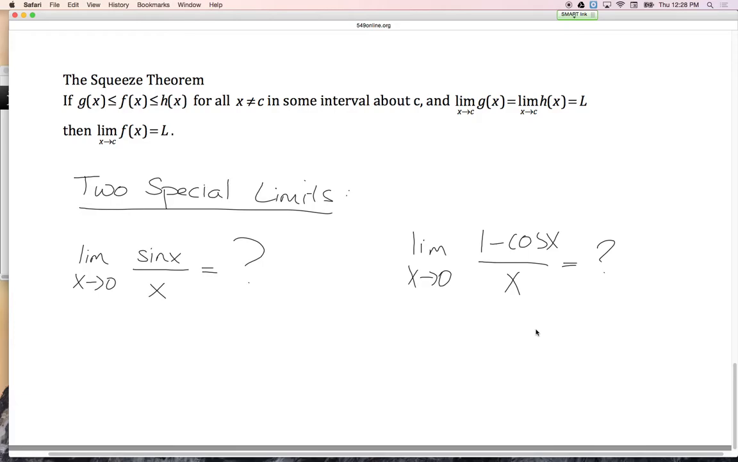The same thing over here. If you put 0 in the denominator here, you're going to get 0. If you put 0 here, you're going to get cosine of 0 is 1. 1 minus 1 is 0. You get 0 over 0, but there's no algebra you can do. So these two limits right here are proved by the squeeze theorem. Let me show you what they are.